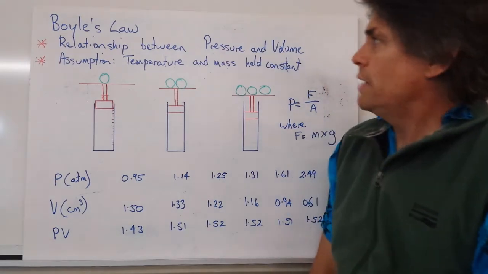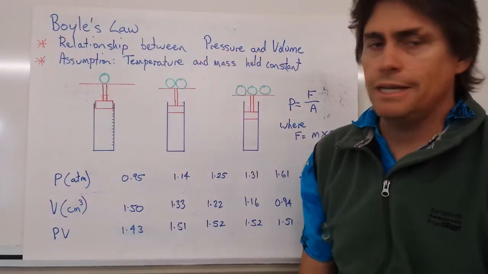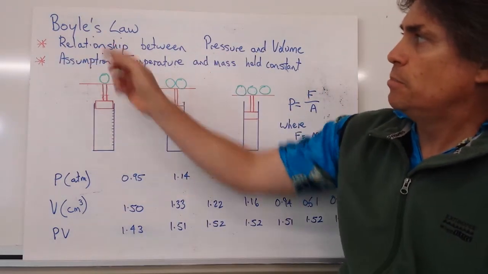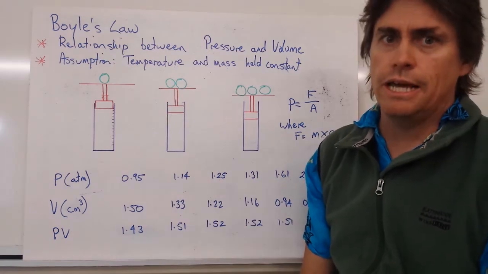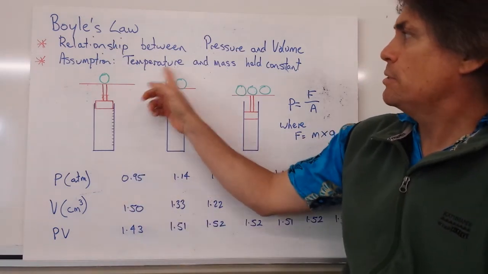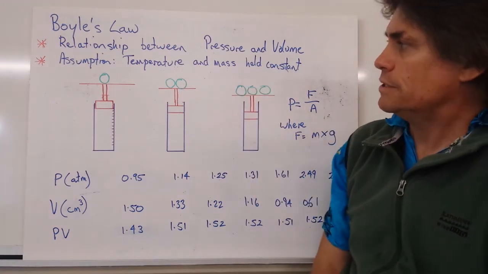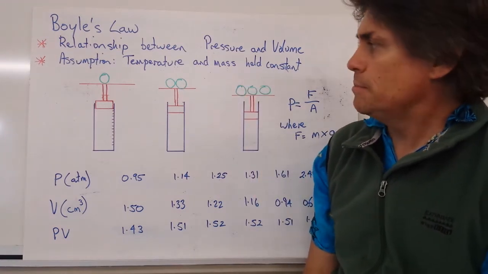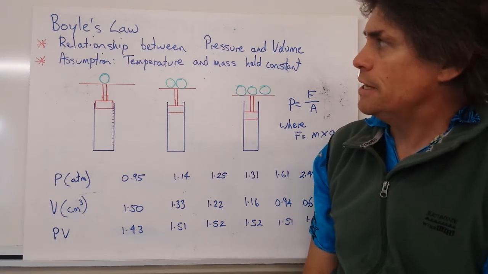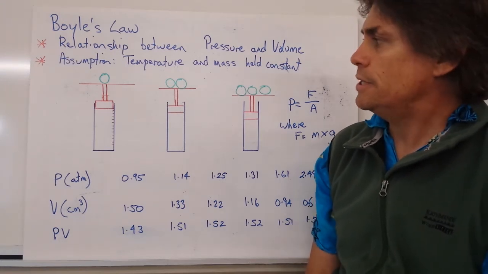Okay, let's have a look at the relationship between pressure and volume in gases, which is otherwise known as Boyle's Law. For this relationship, we assume that our temperature and the mass, or the amount of gas that's present, is held constant. So we can set up a simple apparatus to measure change in pressure and change in volume.